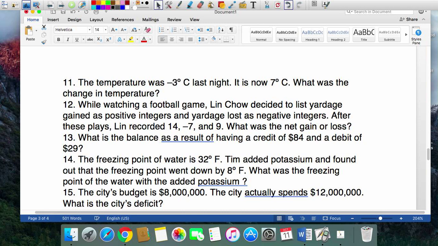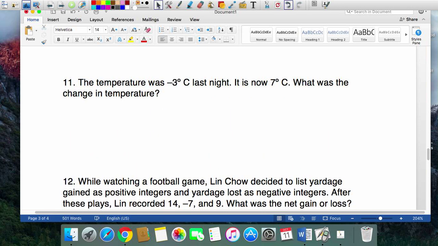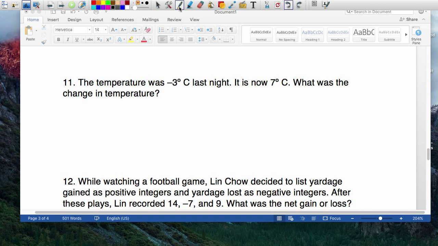11. The temperature last night was negative 3, so the story starts here. It is right now 7 degrees, so this is the final temperature. What was the change that occurred? Did it go up or did it go down, and by how much? That's what you're trying to find out. Just looking at the temperatures, it was negative 3 and it's 7. Obviously, it went up, so it's a positive number here.